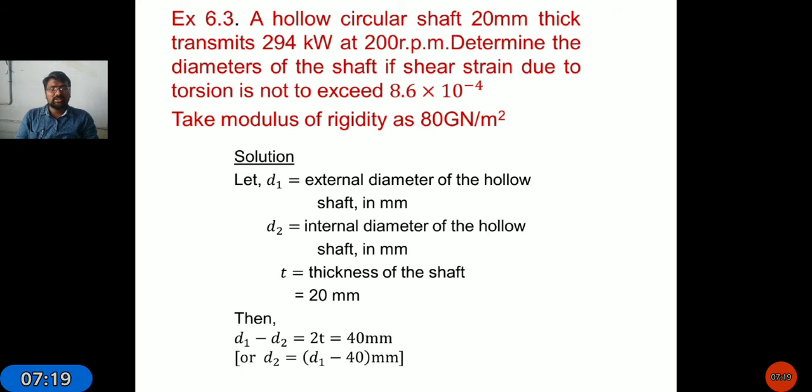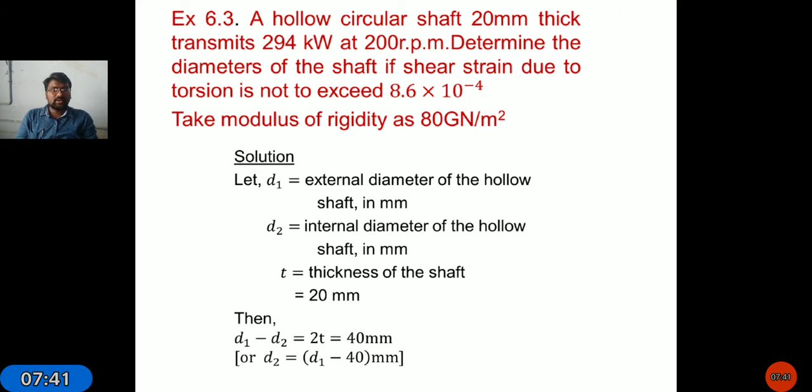Okay, by using this data we can calculate the value of shear stress. They have also given the modulus of rigidity as 80 giganewton per meter square. By using these shear strain and G values, we can calculate Qs, that is the shear stress developed in the shaft due to the power transmission, the applied torque.